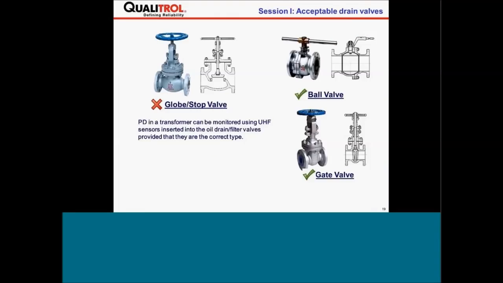The types of valve that we can insert such a drain valve probe into are ball valves and gate valves. These are okay because they give us a direct line of sight through the valve itself when opened. The globe valve or stop valve, because of its design, we cannot go around the bends. We don't have a direct straight-through path, so these are not suitable for us to put these probes in.